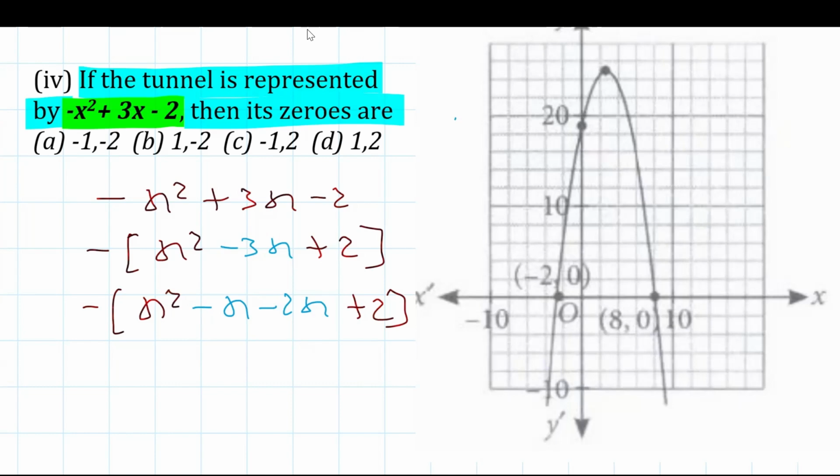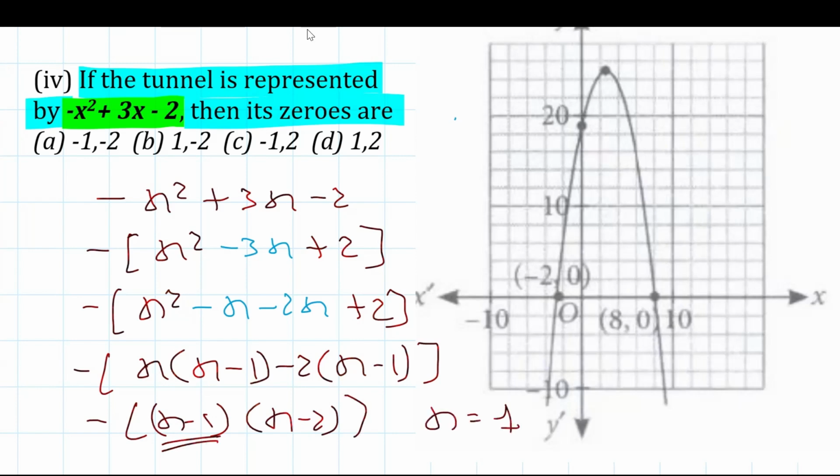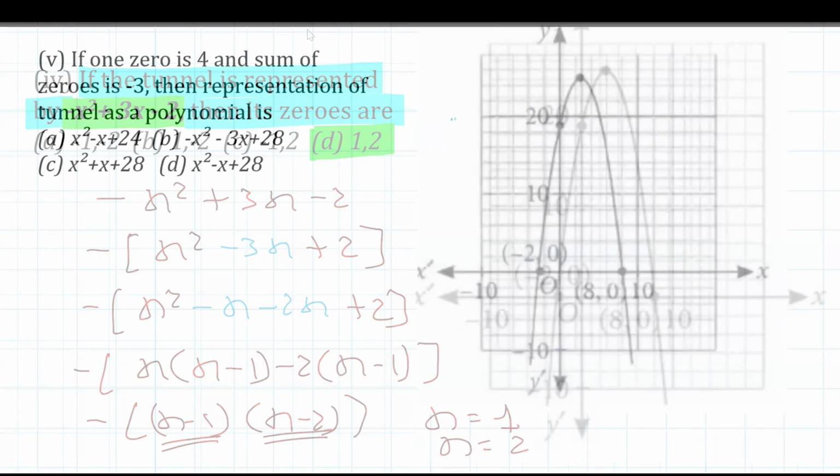Now what next? I'll take common from the first two terms. We have x as common. So it becomes x minus 1. And from the last two terms, minus or negative 2 is common. So that is x minus 1 again. From the whole, I can see x minus 1 is common. So it is x minus 1 into x minus 2. Right. So now from here, what you can see is that equating this with 0, I'll get x as 1. And equating this with 0, I'll get x as 2. So positive 1 and positive 2 are the zeros of this polynomial.